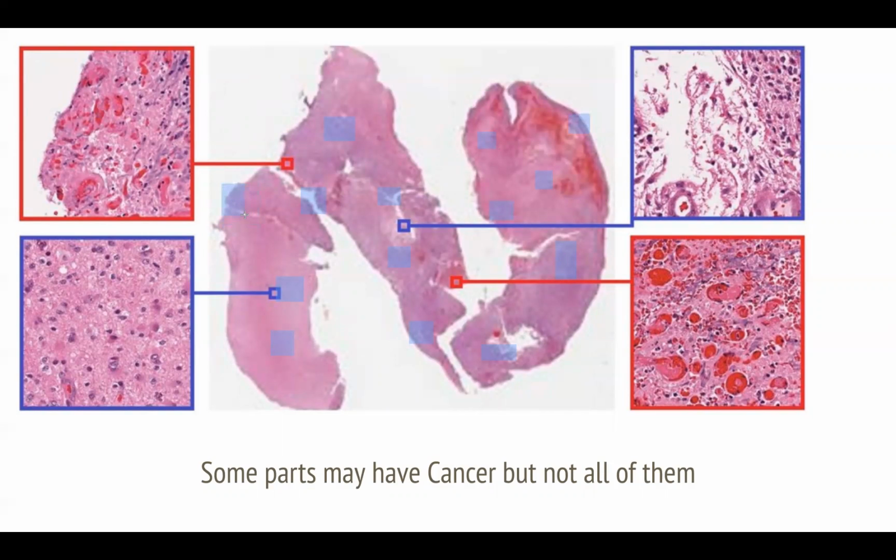So now I have a new bag of all these patches, and that bag will have the label that is the same as the label for the whole slide. The whole slide belongs to a patient, right? So that patient is either cancerous or non-cancerous. At least we know that, right? So now we say this bag has a label of cancer. Since it is possible that only one of these patches in that bag is cancer, but it doesn't matter. We'll call the whole bag cancer.